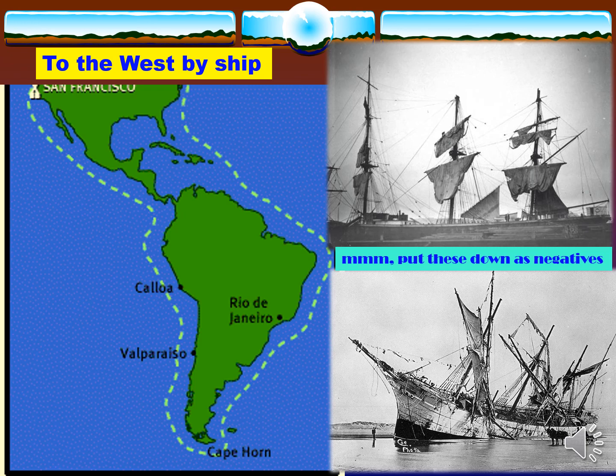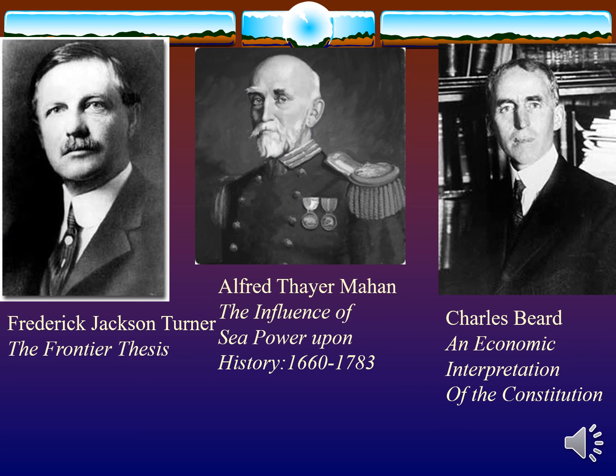We need to talk about some personalities. There are three individuals that we need to discuss here. Frederick Jackson Turner, again, then Alfred Thayer Mahan, and then Charles Beard. Frederick Jackson Turner, that's his picture right there. Again, he's a college professor, Princeton, I think, maybe Yale. Doesn't matter. He wrote the Frontier Thesis, and in it he postulated that western migration was a major event in American history.